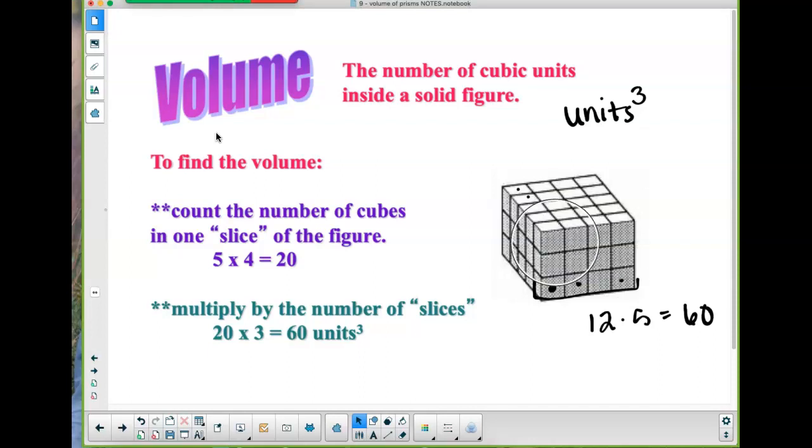I could look this way and say how many cubes are on the top slice. And it's 5 by 4, so there's 20 in that slice. And then there's 3 slices. So 20 times 3 is 60. Okay, there's lots of different ways to look at it. But when we're talking about volume, it's essentially a slice, and how many slices do we need?